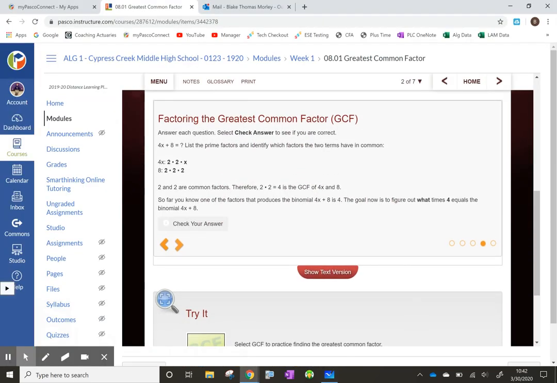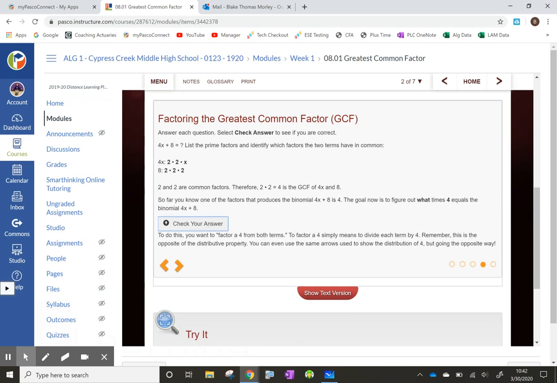You can see they've listed everything out here. I've explained this whole thing, but you guys can read it, right? 2 and 2 are common factors. I showed you that from the factoring tree, which meant the GCF was 4. And that means you could divide both terms by 4, right? To do this, you want to factor a 4 from both terms. When it says factor a 4 from both terms, it means divide a 4 from both terms.